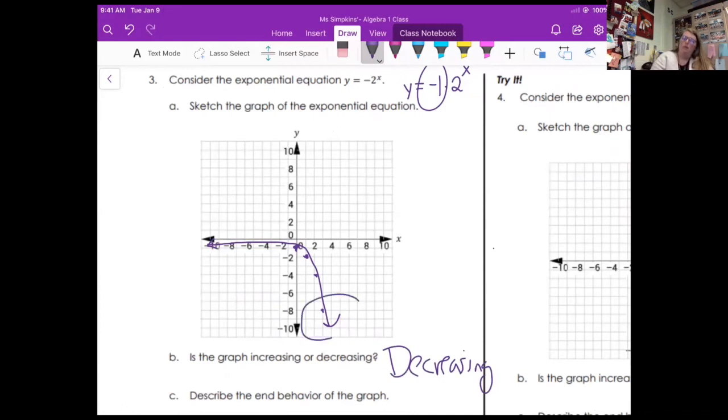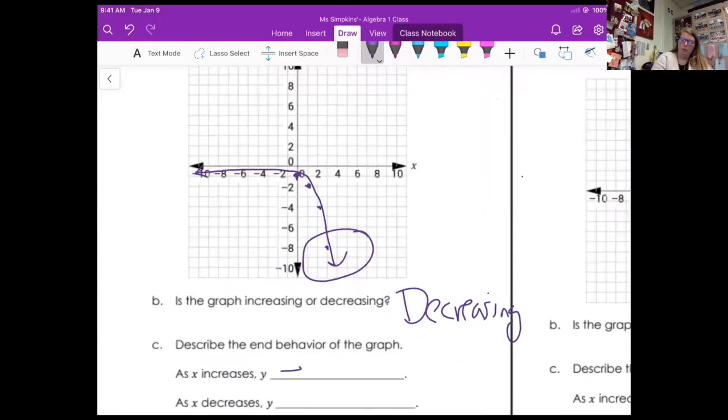What is happening on the right-hand side? Where is it going? Negative infinity, exactly. It's going to negative infinity. All that negative infinity means is the biggest negative number I can think of. Negative what? That's the biggest one. Then what's happening on the left-hand side? It's going to 0.